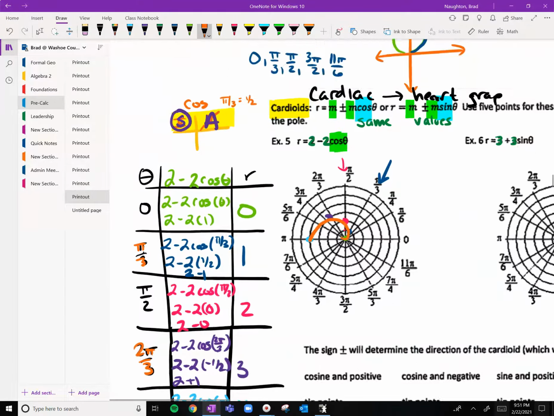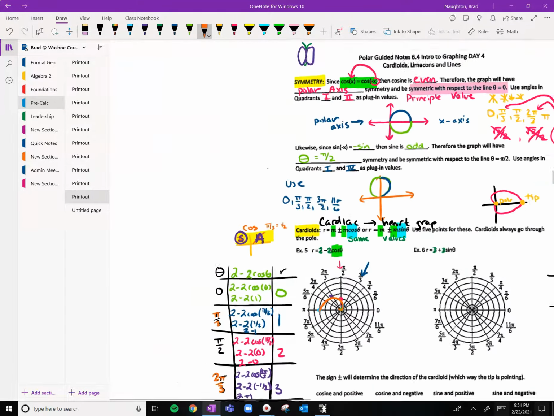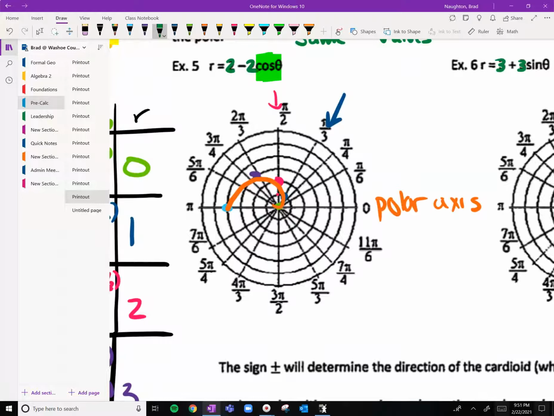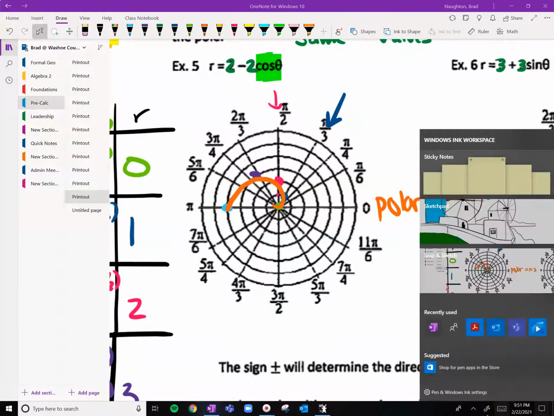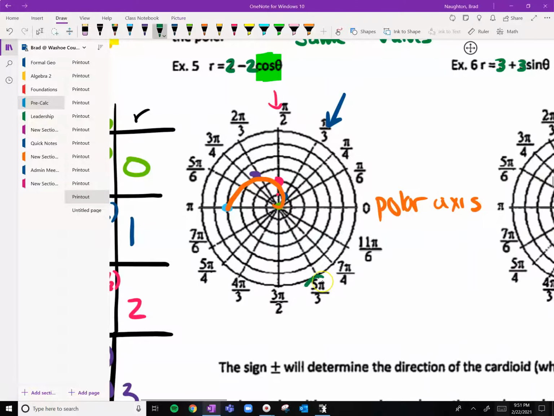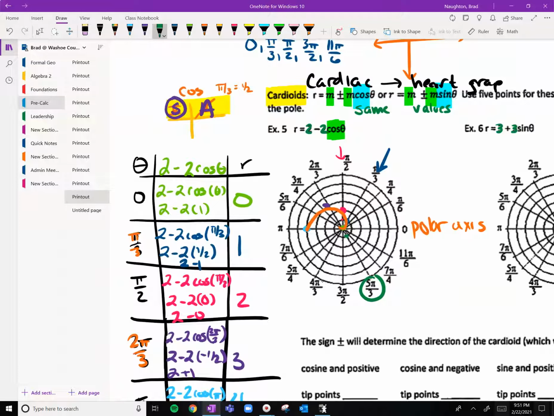And, well, didn't we just get done talking about some symmetry here? So cosine has got symmetry over our polar axis. That means that's going to be the same values in reference to the other side. So here at pi over 3, we would go ahead and do that at 5 pi over 3. So pi over 3 and 5 pi over 3 is at 1. So there's my 1 right there.